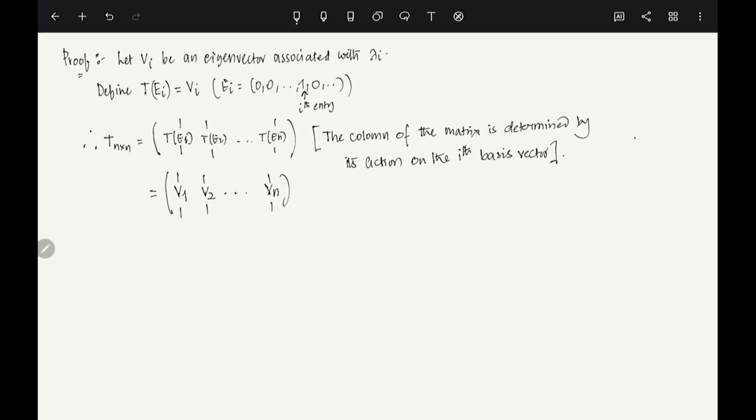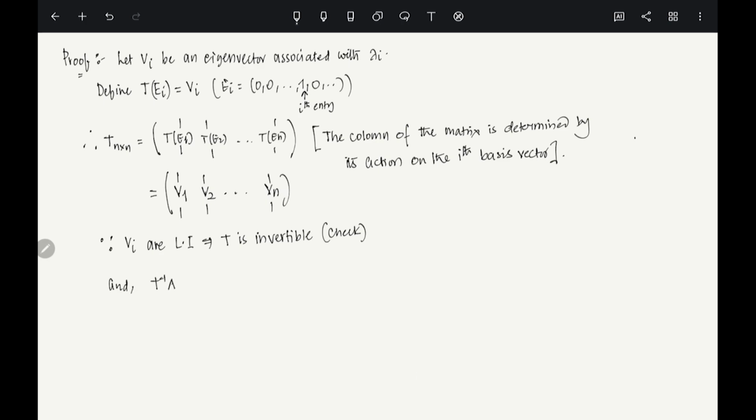Now the thing is these V1, V2, Vn are linearly independent. Why are they linearly independent? Because the lambda i's are distinct, real distinct. So the Vi's are linearly independent, and that will imply that T is invertible. This is very easy to check. If you do not know that, please check this. Okay, T is invertible.